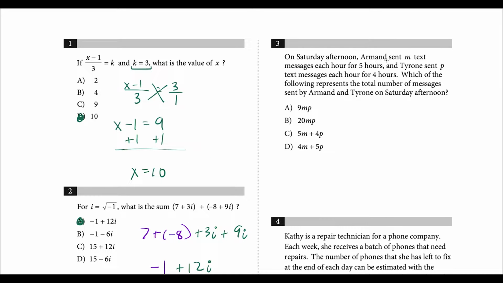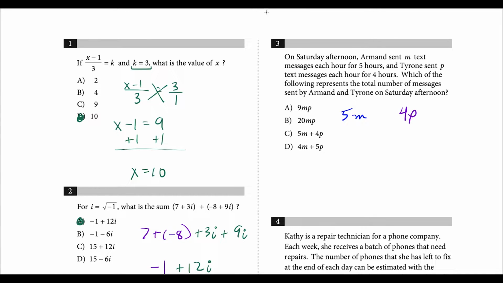Question 3, we have Saturday afternoon. Armand sends M text messages each hour for 5 hours. So right away I'm thinking in total Armand sent 5 times M text messages, because if he sends M text messages each hour for 5 hours, we just multiply to get the total number. And then we have Tyrone sent P text messages each hour for 4 hours. So that would be 4 times P would be how many text messages Tyrone sent.